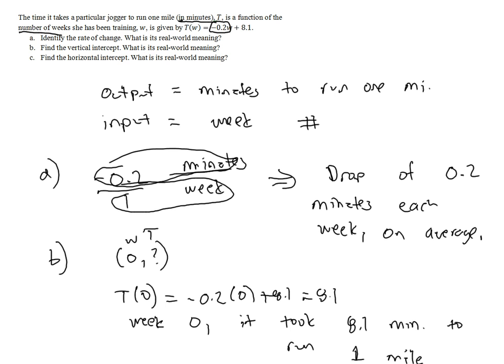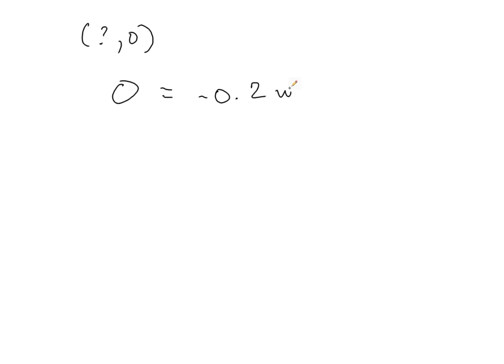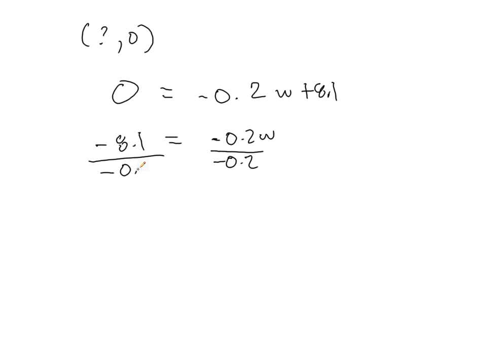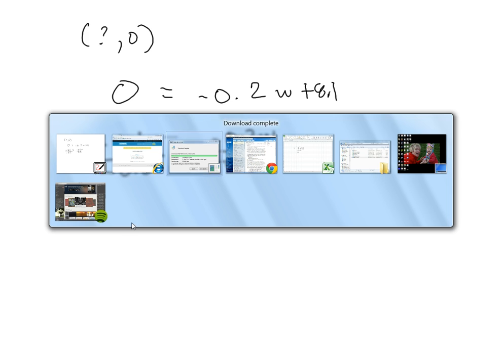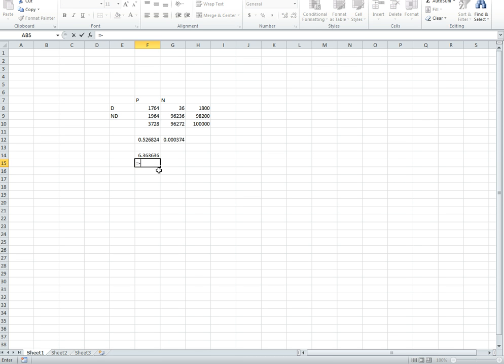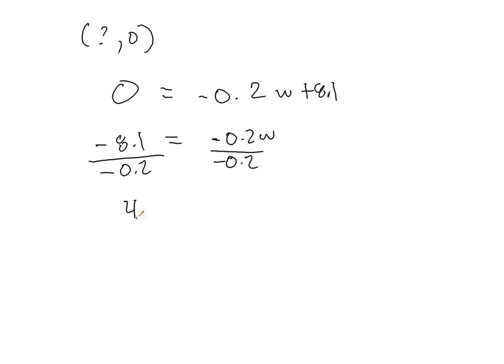Similarly, for the horizontal intercept, we want to know a point of the form something, 0. And in this case, we're going to let the output be 0. So we'll have 0 equals negative 0.2 w plus 8.1. We subtract 8.1, so negative 8.1 equals negative 0.2 w. And we divide by negative 0.2. So we get negative 8.1 divided by negative 0.2, which is going to be 40.5, and that equals w.